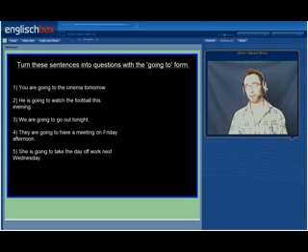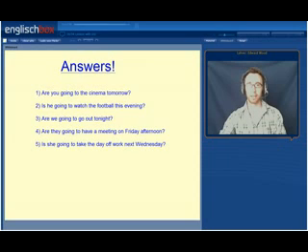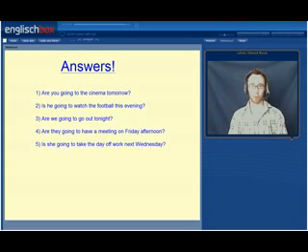Okay, if you'd like to do the same with the following 4 affirmative sentences and turn them into questions, pause the video and let's have a look at the answers. So here are the answers. Number 1, are you going to the cinema tomorrow? Number 2, is he going to watch the football this evening? Number 3, are we going to go out tonight? Number 4, are they going to have a meeting on Friday afternoon? And number 5, is she going to take the day off work next Wednesday?